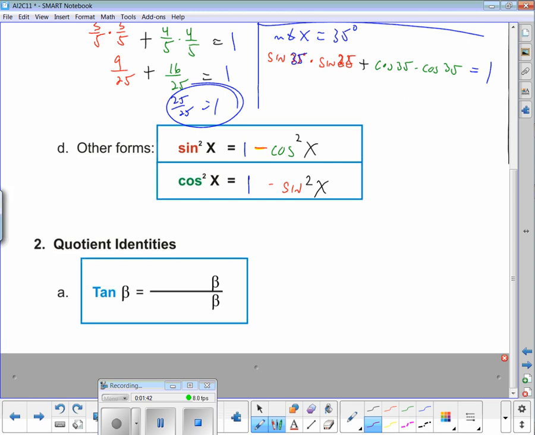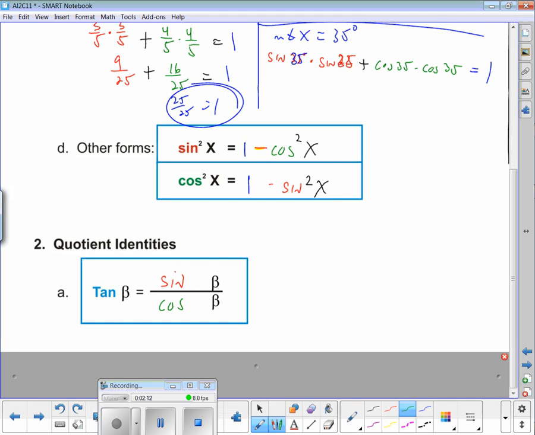Okay, next on your sheet come the quotient identities. The main quotient identity is the tangent of beta, alpha, theta, A, B, C, X, Y, Z, whatever angle, right? Remember, I'm just trying to show you the different possibilities. It's a beta, Greek letter beta, and so tangent of angle beta is the, I'm going to take my red here, the sine of angle beta divided by the cosine of angle beta.